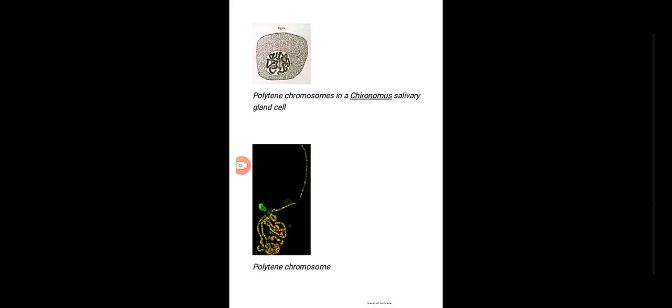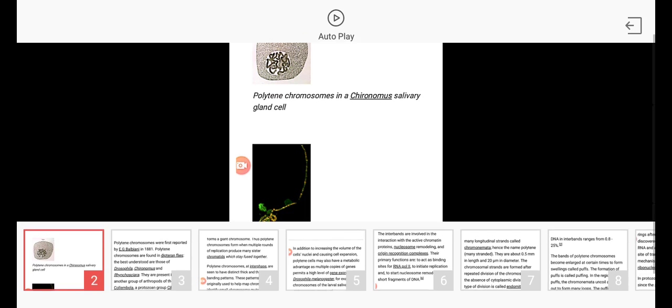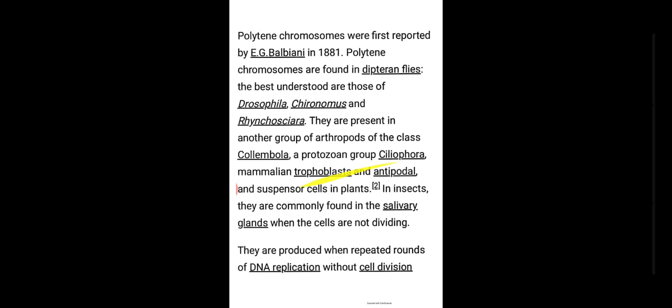Polytene chromosome in a Chironomus salivary gland. Polytene chromosome. Polytene chromosomes were first reported by E.G. Balbiani in 1881. Polytene chromosomes were found in dipteran flies, and the best understood are those of Drosophila, Chironomus and Rhynchosciara.